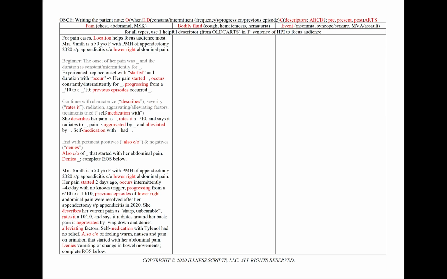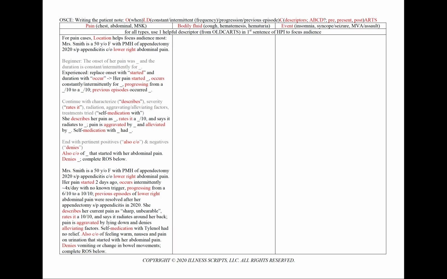And then again, we see instead of writing "pertinent positives are," we could say also complaining of feeling warm. Anytime there's feeling warm or feverish or hot, it should be a trigger for some sort of possible infectious etiology. Nausea and pain on urination. So we see again the importance of doing a good thorough review of symptoms, because now we have pain on urination, we should automatically be thinking some sort of urinary pathology. And that started with her abdominal pain. And then the pertinent negatives, she's denying vomiting or change in bowel movements.